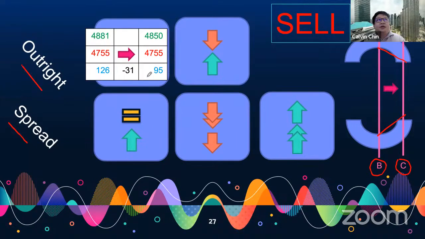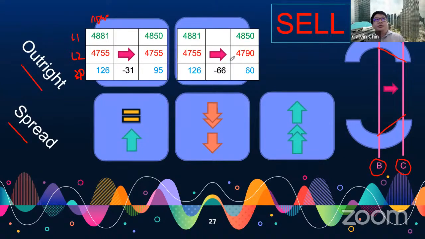It's the same number starting. 4881 is the price now. Leg 1, leg 2, spread. So 4881, leg 1 is 4755, leg 2, spread is 126. So for this case, the first leg drops, the second leg maintains. The first leg drops from 4881 to 4850. Then the second leg maintains at 4755. Then we get a narrowing from 126 drop to 95. Drop 31 points. Okay.